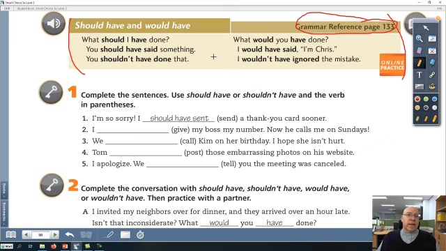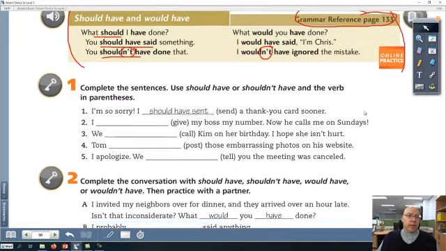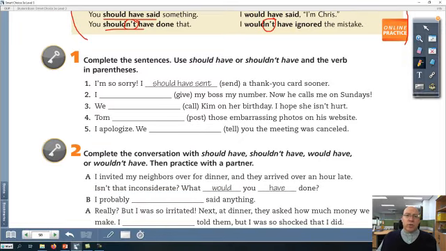Okay, so this time we have a negative in this situation. Okay, not only do we have questions and we're offering some sort of regret, but now we've got negatives in this situation here. So sometimes we can say shouldn't have done something or wouldn't have done something in this situation here. So you can use negatives with your modals as well. Okay, so let's look at exercise number 1. Okay, complete the sentences. Use should have or shouldn't have and the verb in parentheses here.